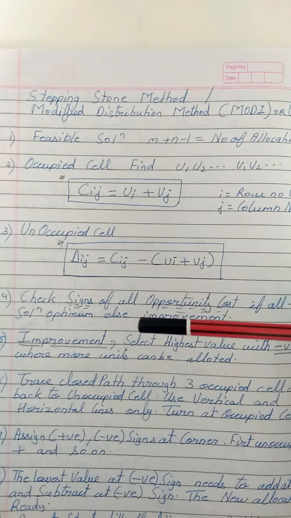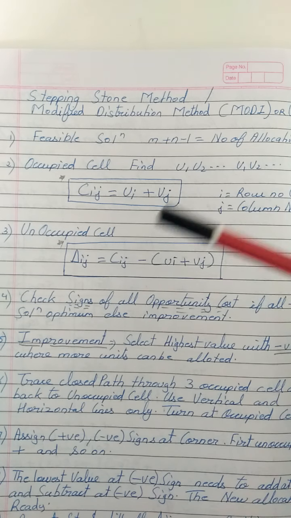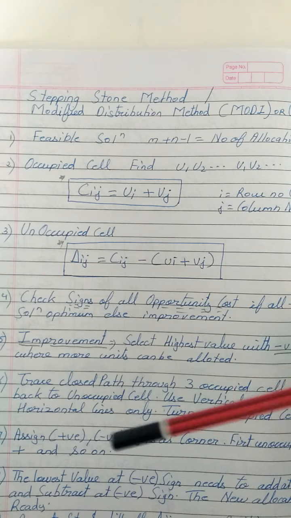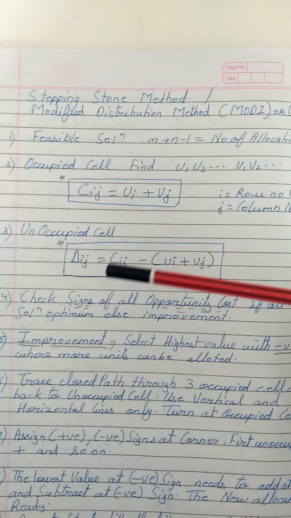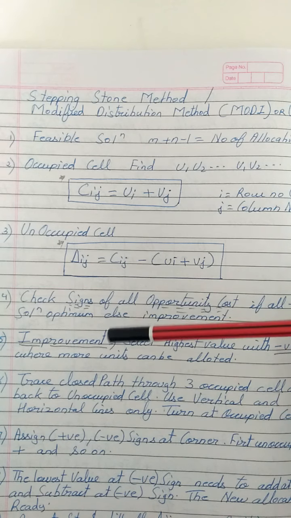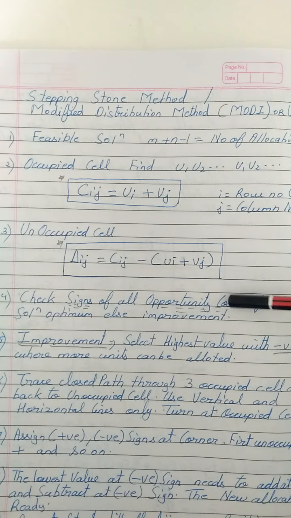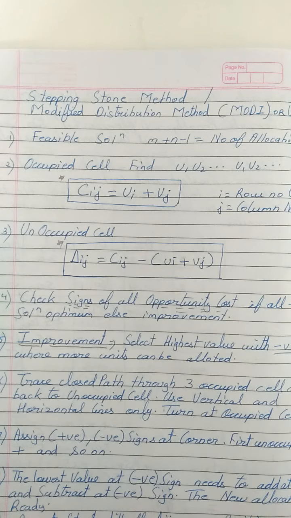Now repeat these steps again from the first. After getting the new matrix, find the values for the occupied cells, then again for the unoccupied cells, and check the opportunity costs again. We need to repeat this procedure until all the opportunity costs are positive. If even a single one is negative, then we need to go for the improvement. We will see the example now.